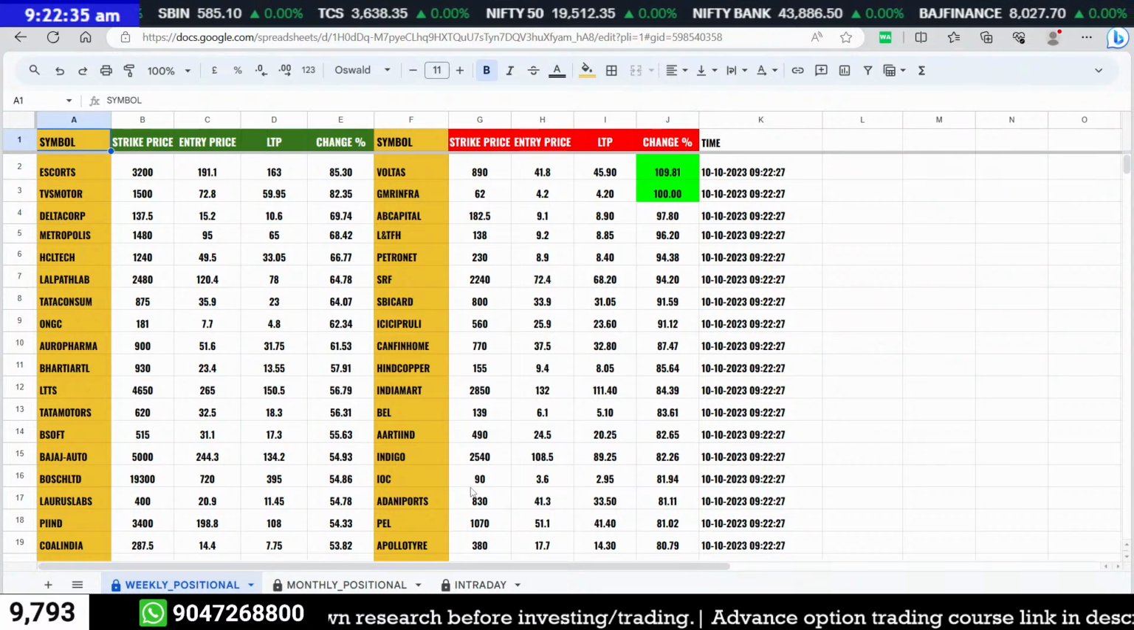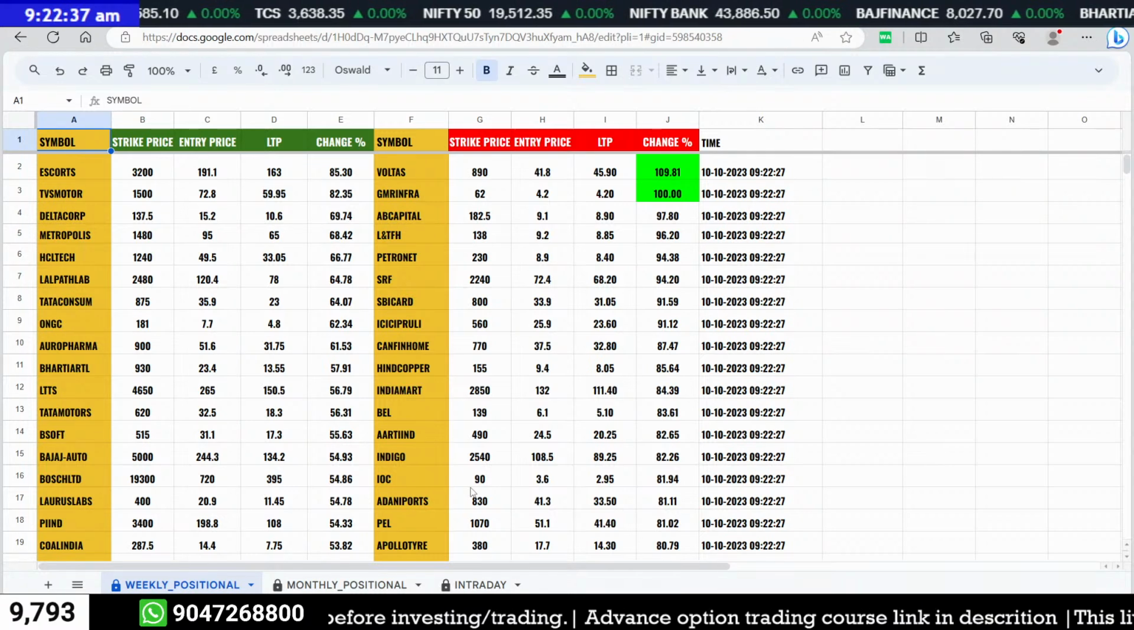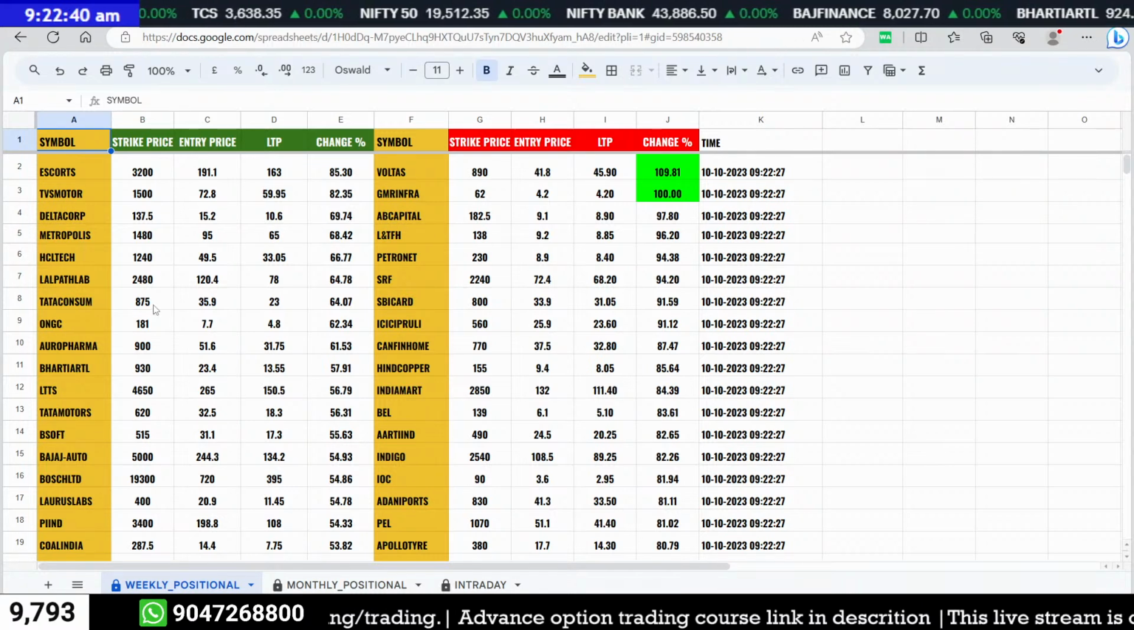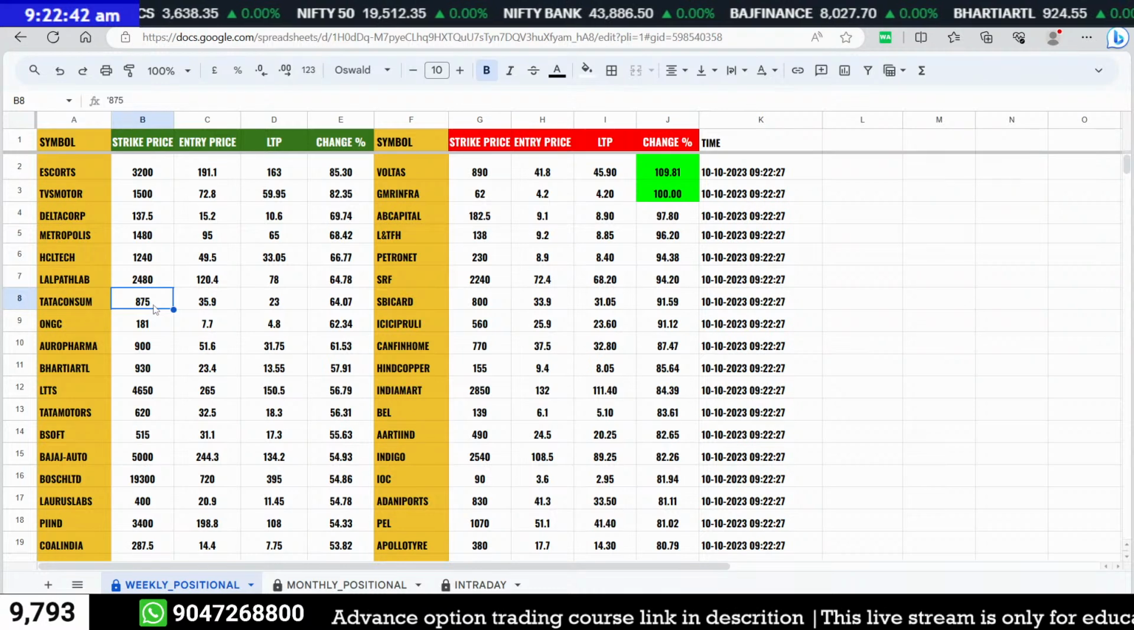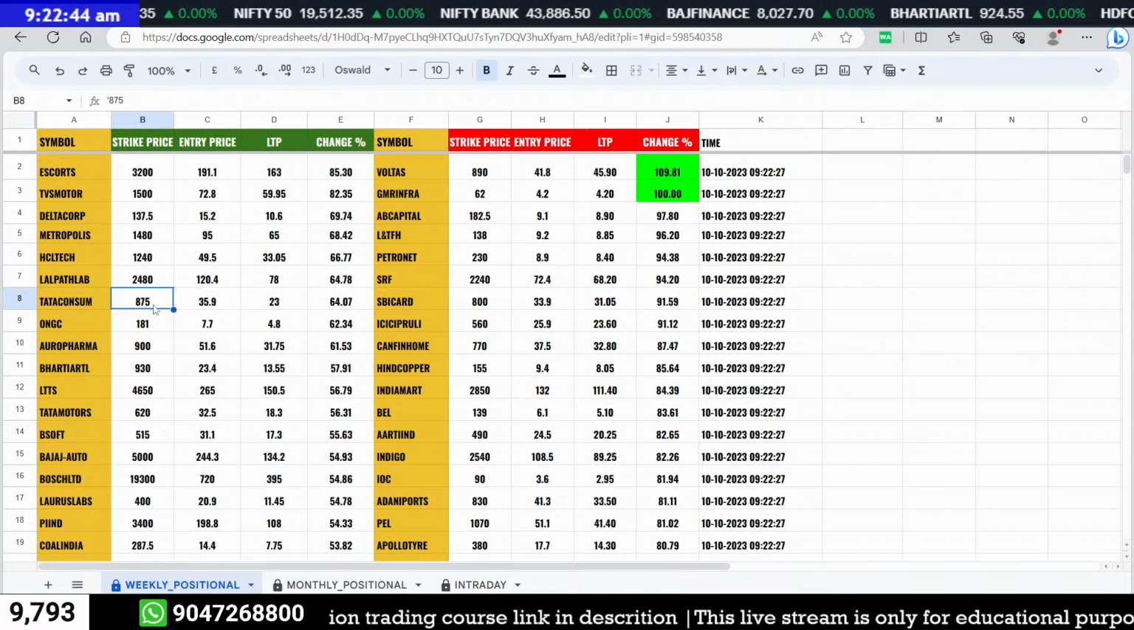This is about weekly. GMR moved well yesterday, and Voltas moved well, and now it was a positive move today. So we don't get any stock at this moment. So we should wait for it.